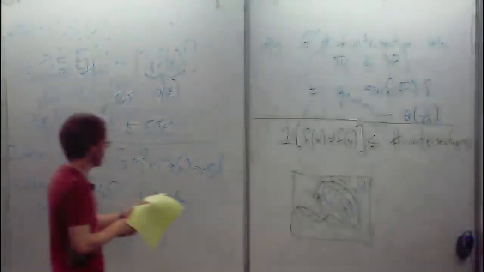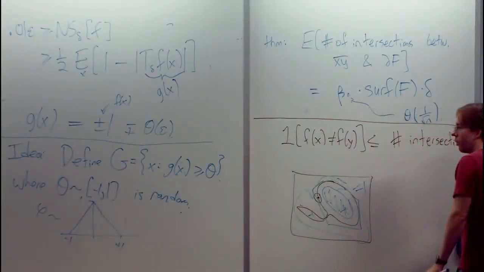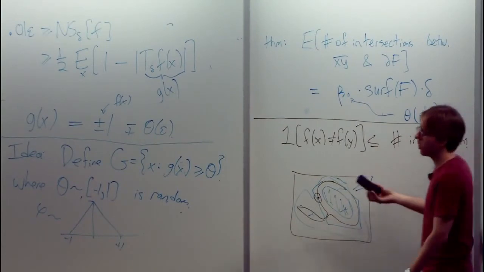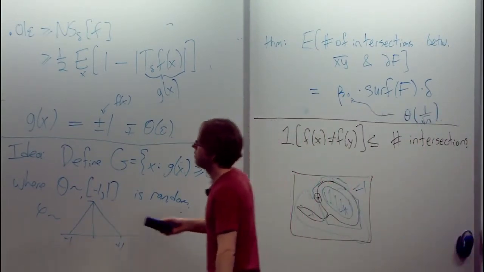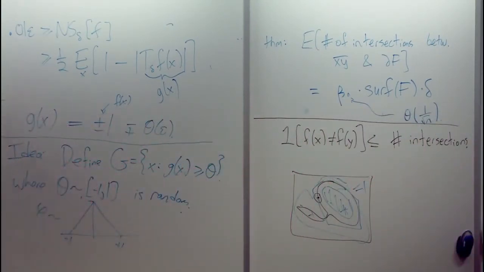Okay, so this is our strategy. Actually, it would still work if we had chosen it from the uniform distribution. We'd just get worse parameters. I think I can erase this.